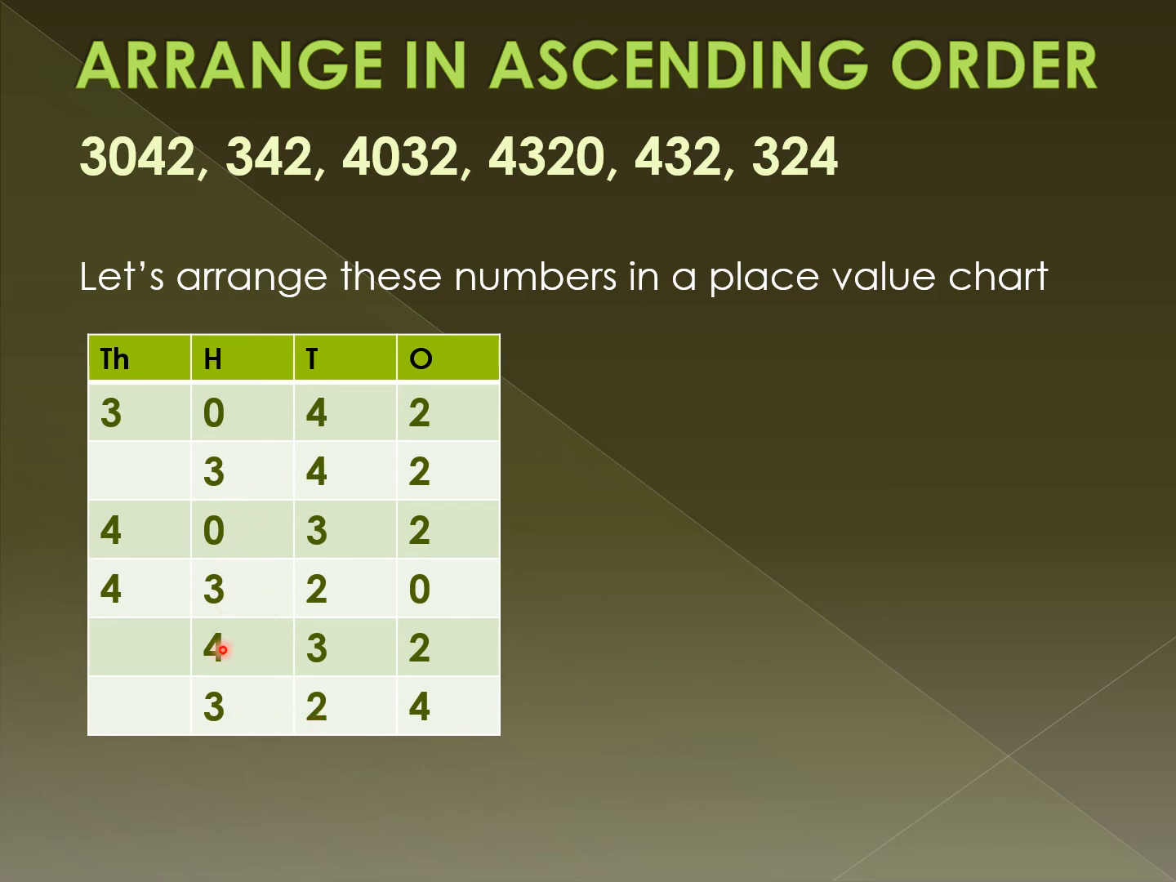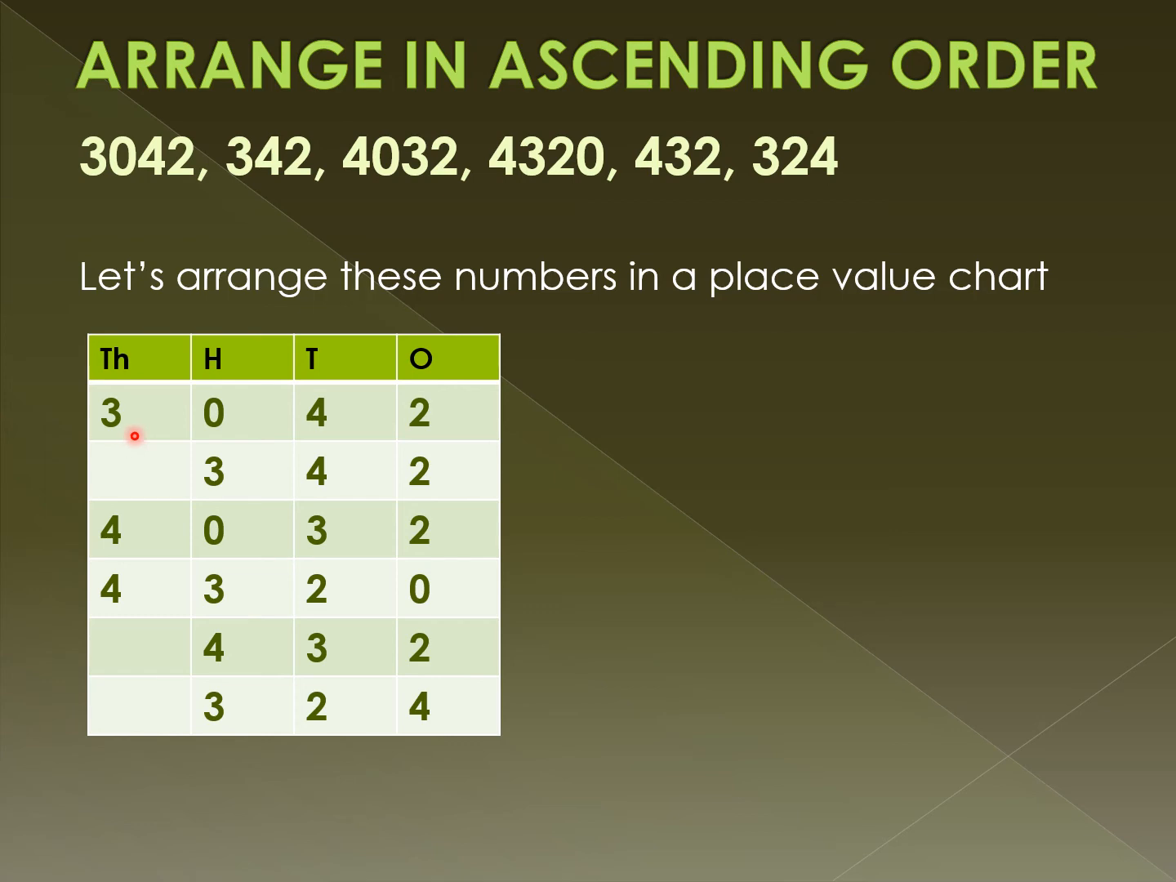Now since the hundreds place is equal, let's move on to the tens place. Here you can see it is 4 and here it is 2. Clearly 2 is smaller. So the first number that will come, that is the smallest number, is 324. This will be followed by 342. This will be followed by 432. So we have arranged these three numbers.